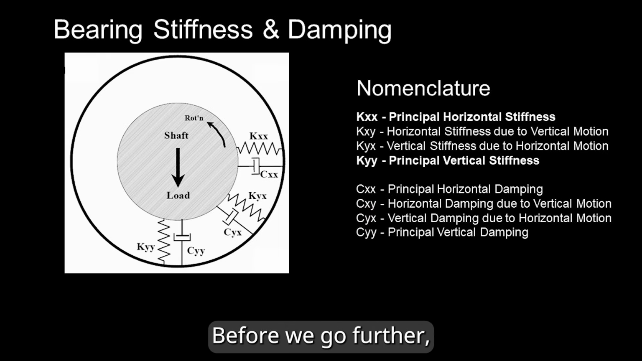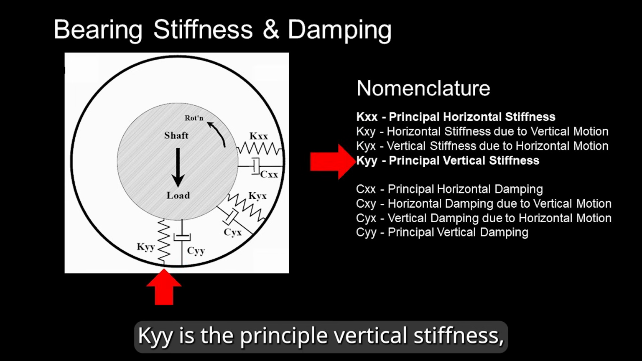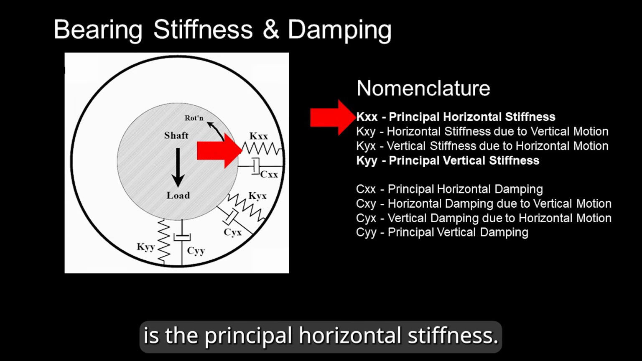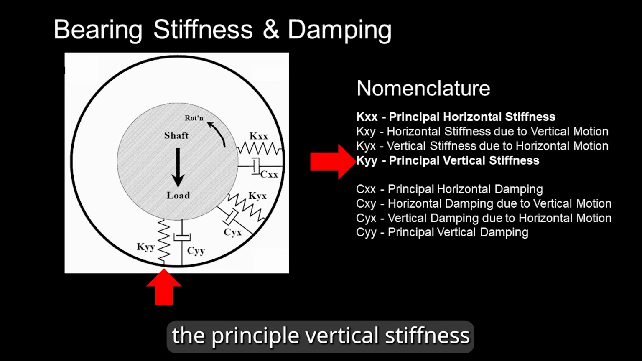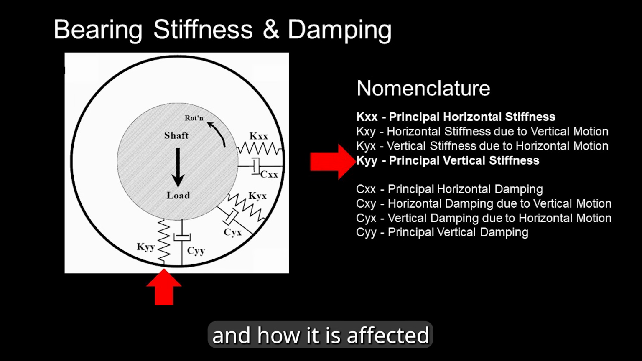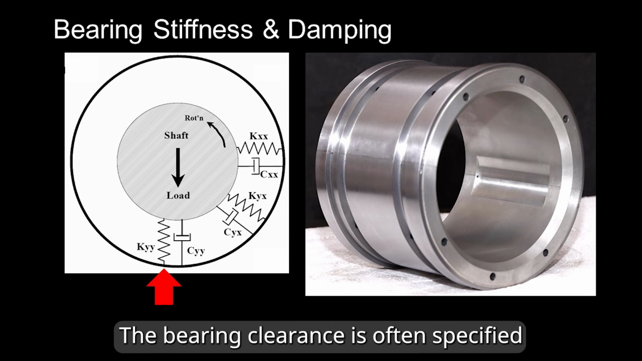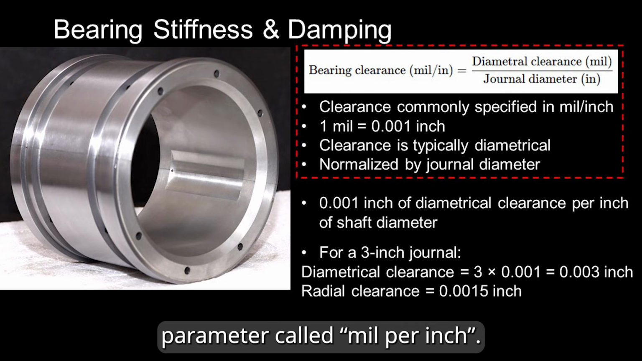Before we go further, let's define some basic bearing stiffness terms. Kyy is the principal vertical stiffness, while Kxx is the principal horizontal stiffness. In this video, we'll focus on Kyy, the principal vertical stiffness, and how it is affected by bearing clearance in a journal bearing. The bearing clearance is often specified using a rule of thumb parameter called mil per inch.